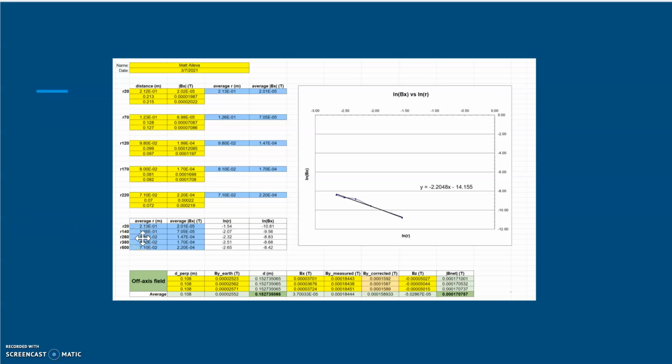As you can see, our Excel program takes in our observed values of the magnetic field and distances and plots their natural logs. Taking the line of best fit to this curve, we can use the slope to find the value of n, which is negative 2.2. It makes sense for this exponent to be negative, as the magnetic field should decrease as distance increases.